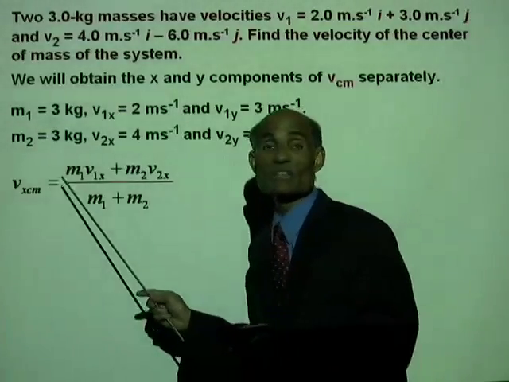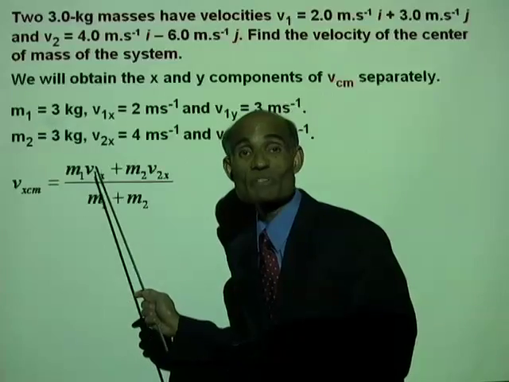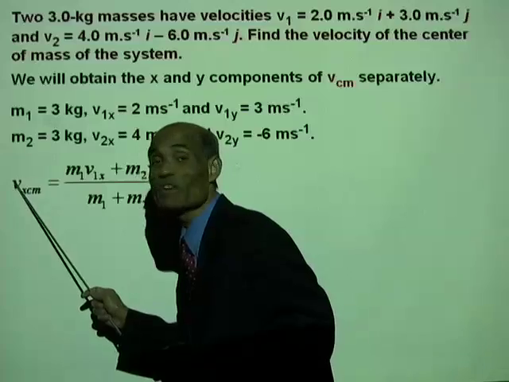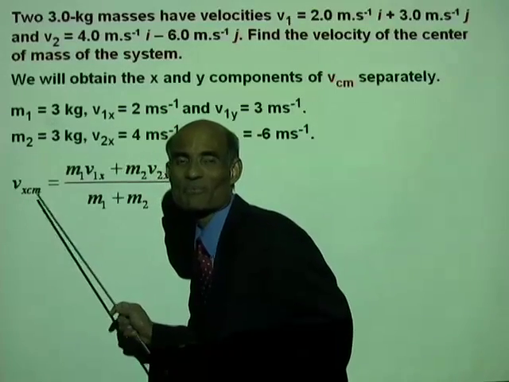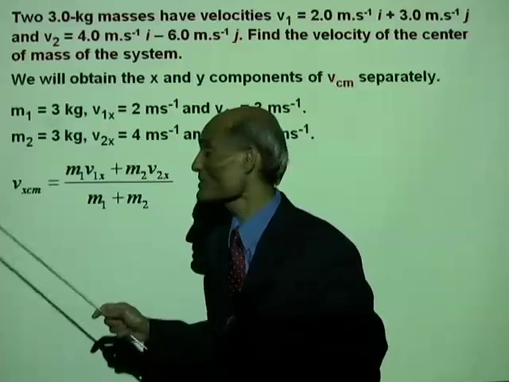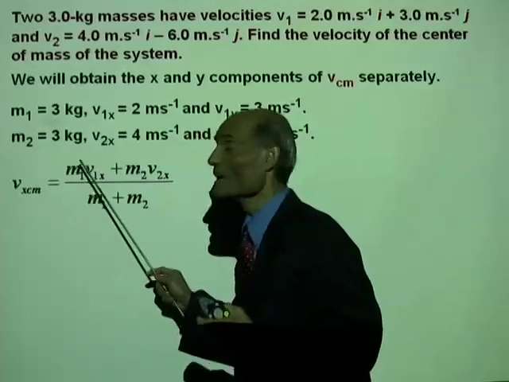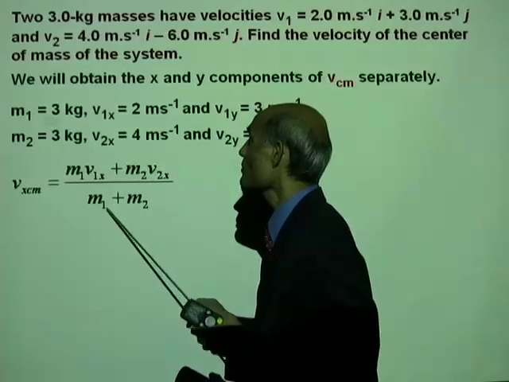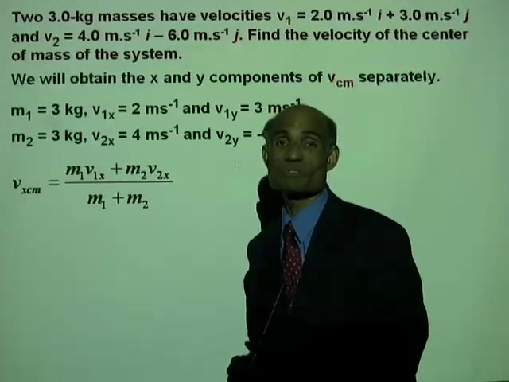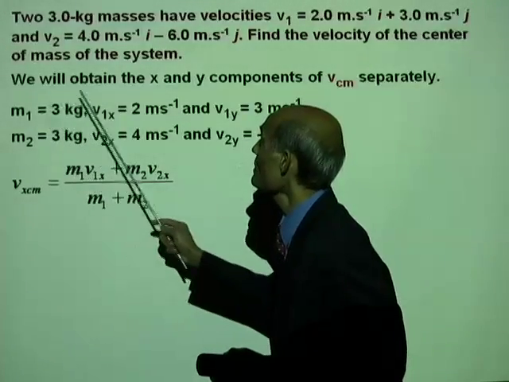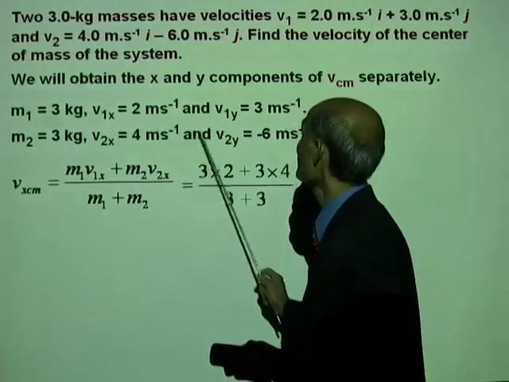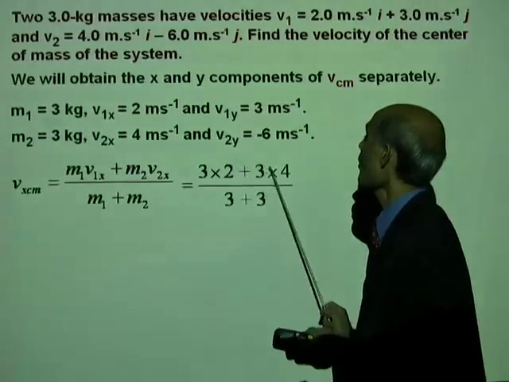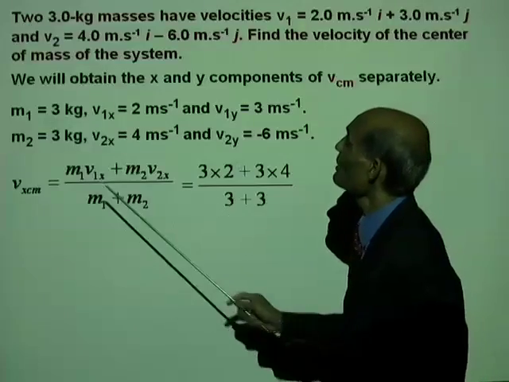Let's now calculate the velocity of the center of mass in the x direction. Now look at the way I named it. Vx center of mass. In other words, the velocity of the center of mass in the x direction is m1 v1x plus m2 v2x over m1 plus m2, and that is m1 v1x, 3 times 2, plus m2 v2x, 3 times 4, divided by m1 plus m2.